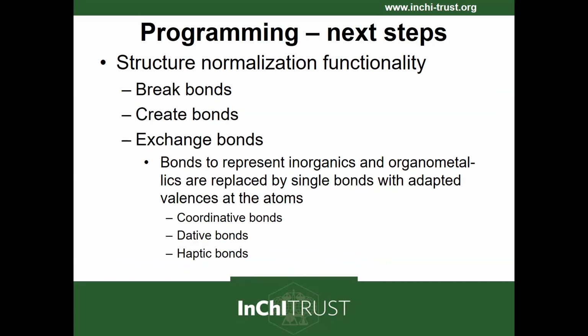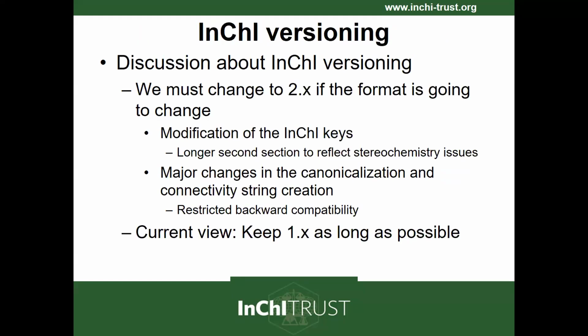So the very first things we have started already, and you will see immediately why, is that we need functionality to break bonds, create bonds, and exchange bonds, especially those bonds that are typical for inorganic compounds. This is the type of structure normalization that is done in this very beginning now, and will lead to this format that is understood by the current canonicalization. And that's why those steps can already be taken now, because they are the abstract implementation of what we have to work on later on in the inorganics part.